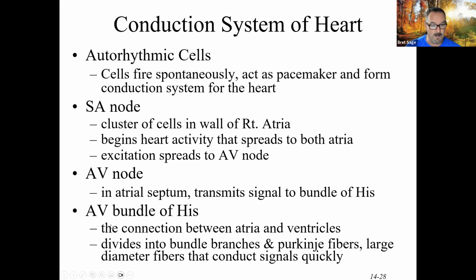So then you get the AV bundle of His. It's a connection between the atria and ventricles. It divides into the bundle branches, Purkinje fibers moving down through the interventricular septum, and large diameter fibers that conduct the signals quickly down towards the apex of the heart and then spread upward, allowing the ventricles to begin their contraction from the apex upward.